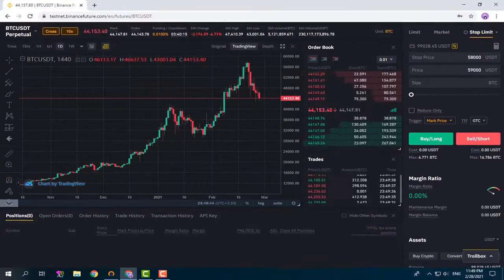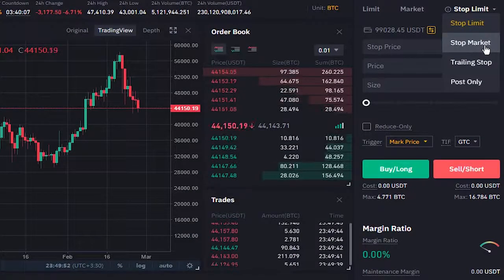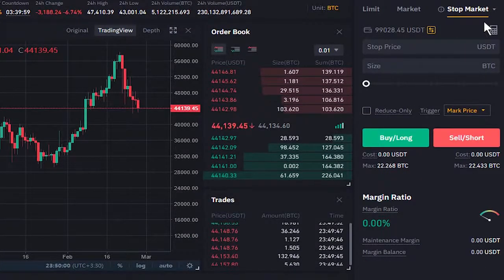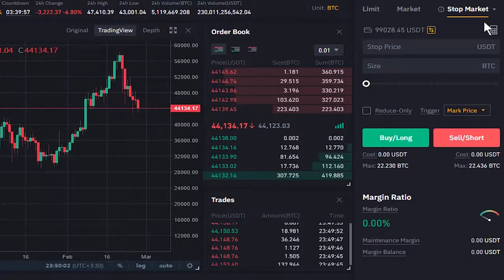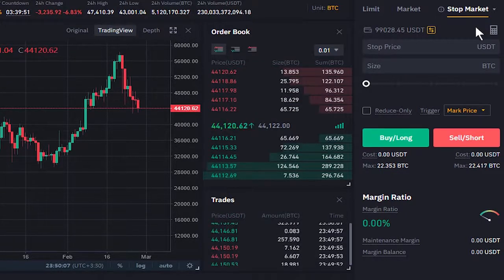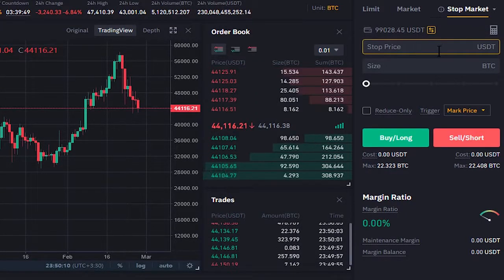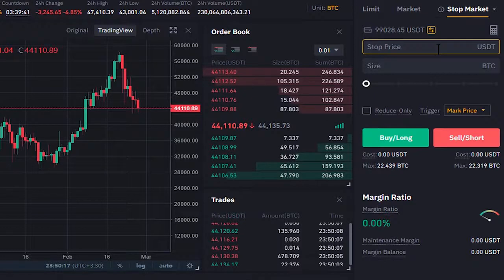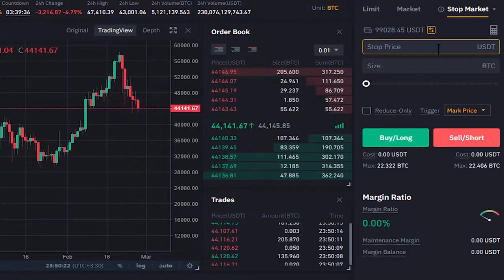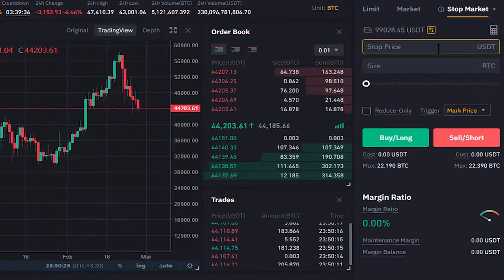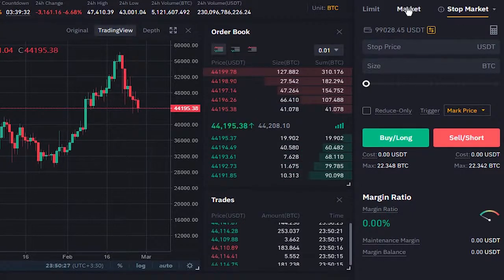And let's see what a stop market order is. A stop market order is another version of a stop limit order, and the difference is that here you only set the stop price, and when the price reaches the stop price, a market order will be executed. So with the help of a stop market order, you can place both stop loss and take profit orders for an open position. For example, let's open a position with a market order.